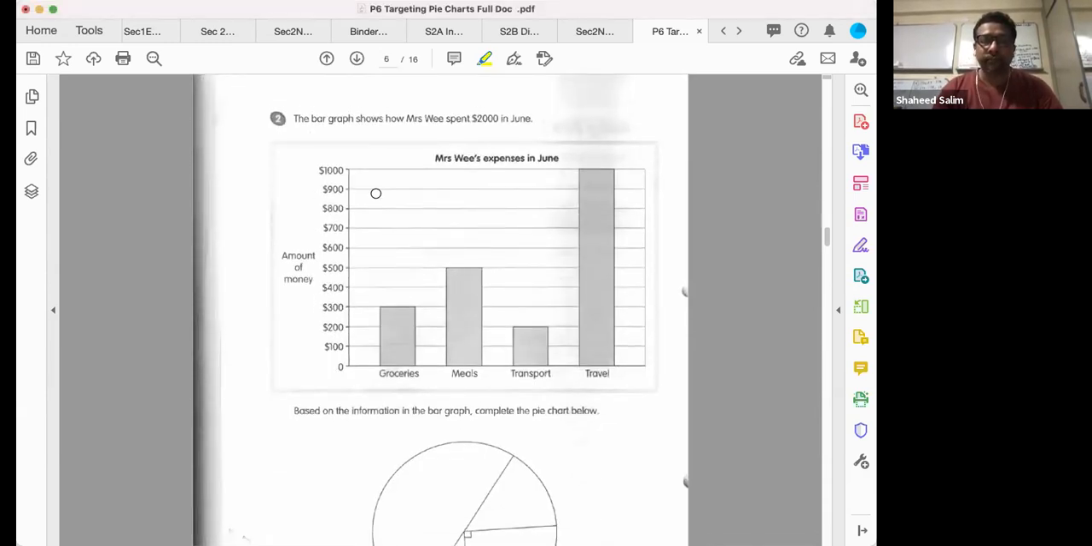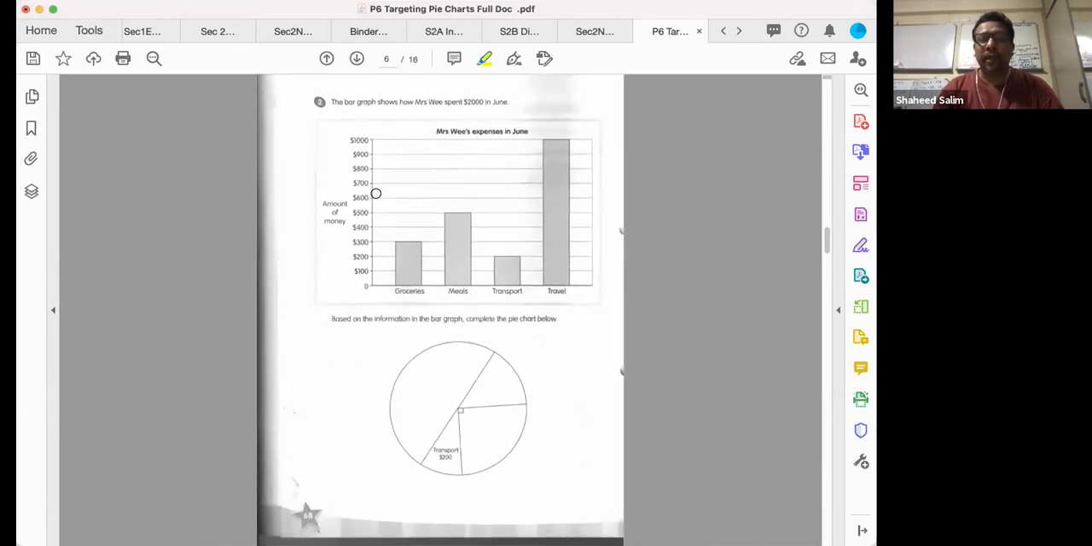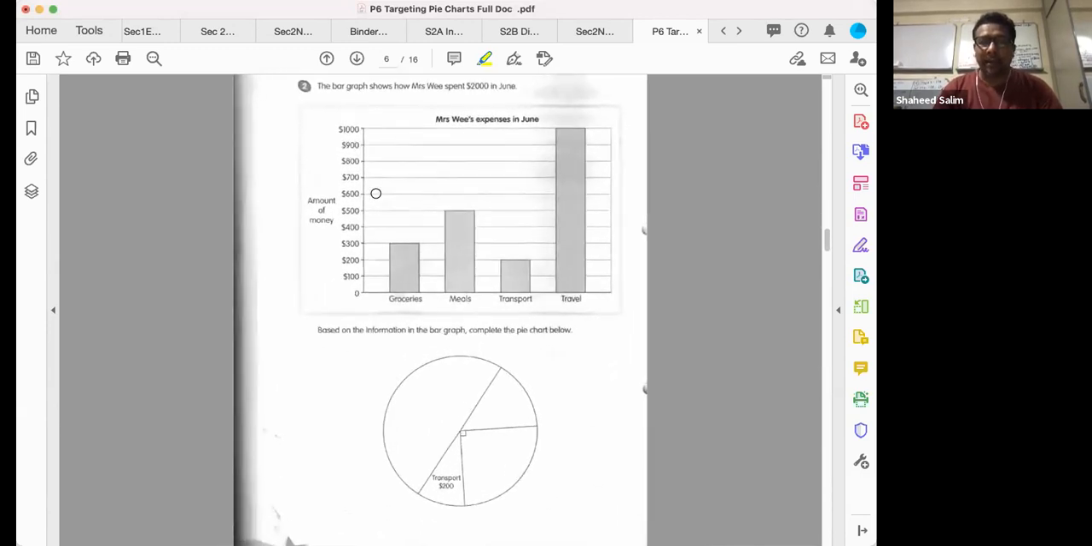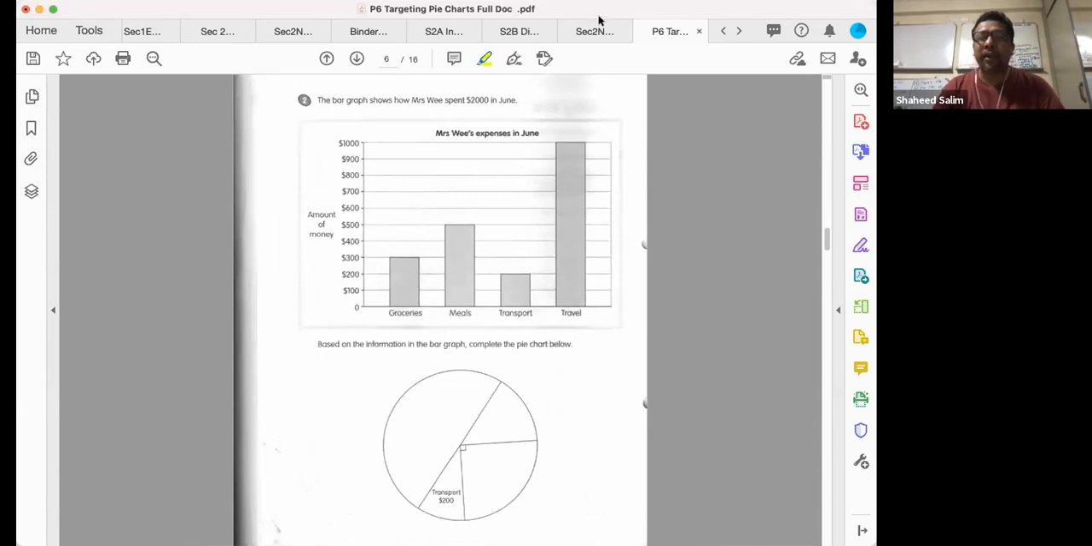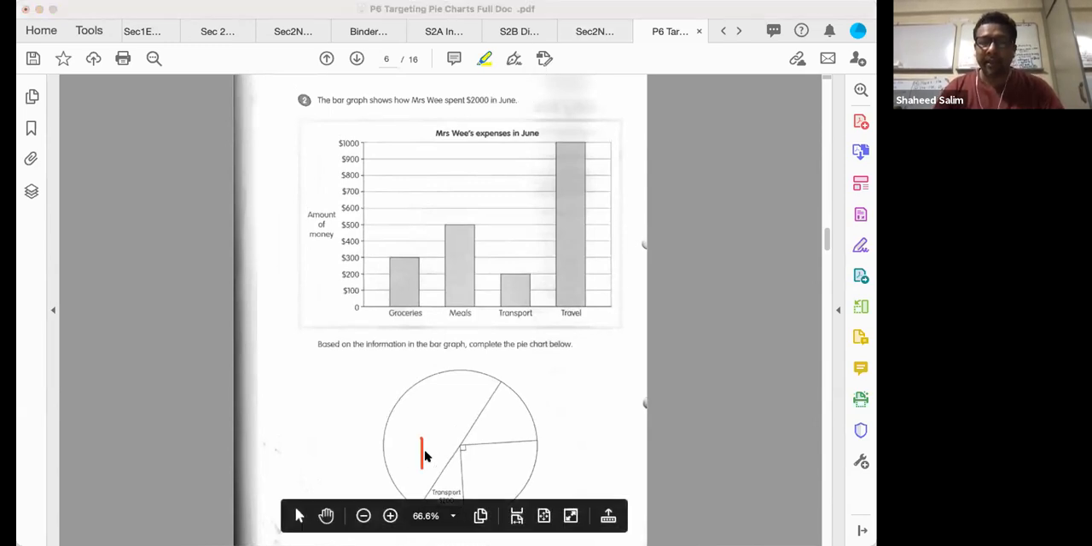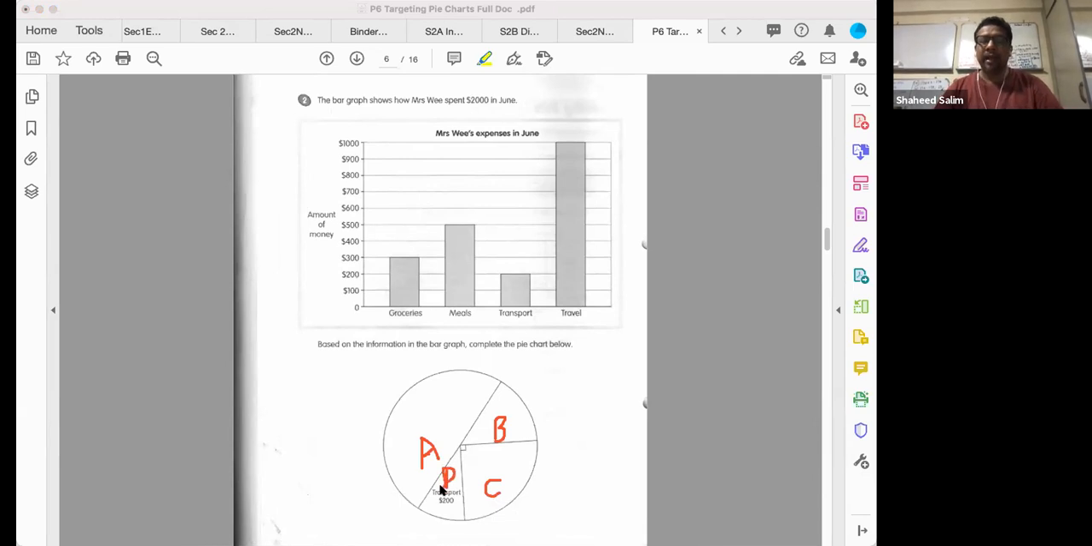Now, hold on. You cannot color, right? So now I'm going to write the parts of the chart. This is A. Okay, this is B. This is C. This is D. Now you tell me what's A, what's B, what's C. It's that simple. Don't tell me what's D.